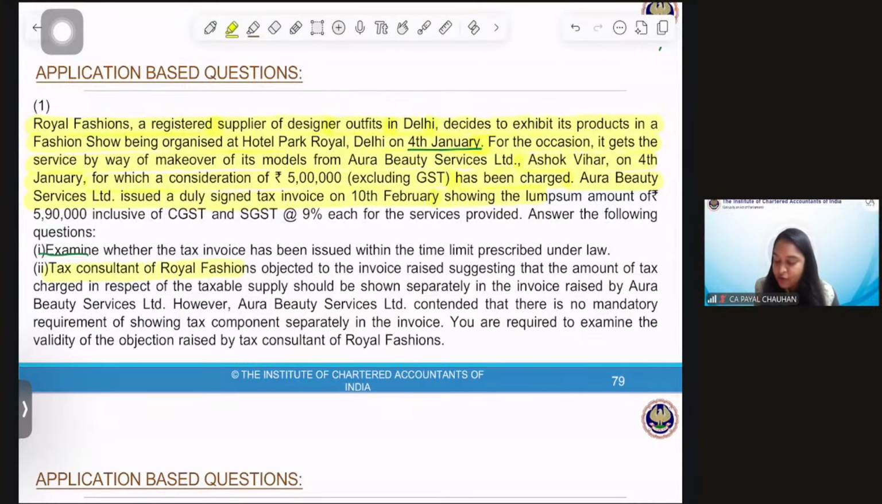The tax consultant of Royal Fashions objected to the invoice, raising the suggestion that the amount of tax charged in respect of the taxable supply should be shown separately in the invoice raised by Aura Beauty Service Limited. However, Aura Beauty Service Limited contended that there is no mandatory requirement. You give me the answer with the section. Yes, it is required: the rate of tax and the amount of tax should be shown separately. But what is the section behind it?